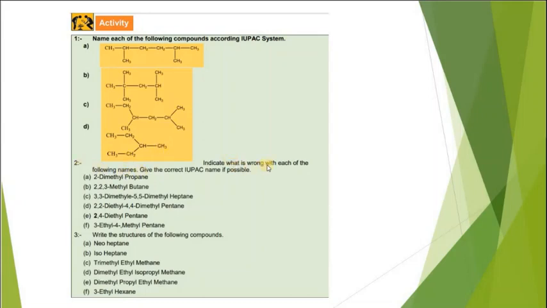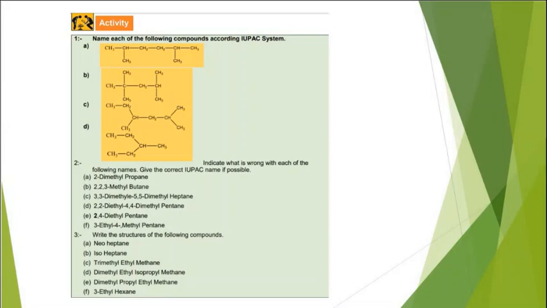The second question is, indicate what is wrong with each of the following names. Give the correct IUPAC name if possible. How would you get to know that? First of all, draw this structure the way I have told you just now. Draw the structure propane. On position number 2 attach 2 methyl groups. Can you do that? If you can do that, it's okay. If you can't do that, it means this name is incorrect. So what is the correct name? You have to write it as well. The third question is, write the structures of the following compounds. This is your home assignment as well and you have to do it by yourself.